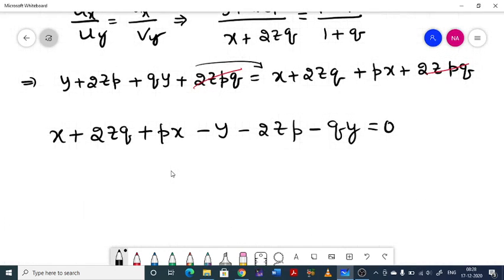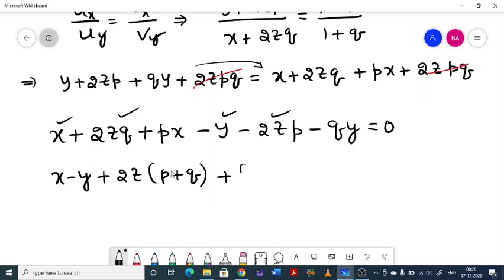So that implies x minus y, these two terms over, 2zq minus 2zp. So if you take 2z outside, it is q minus p, these two terms over, remaining px minus qy equal to 0. So that is the required PDE.